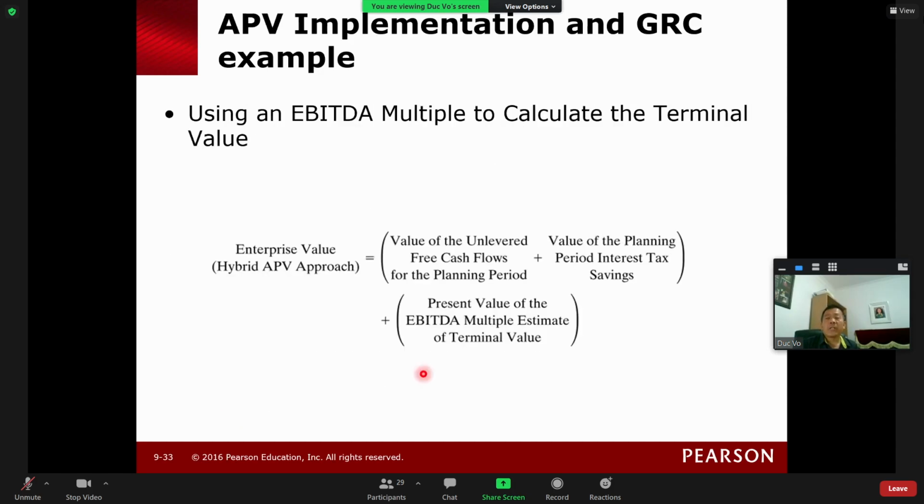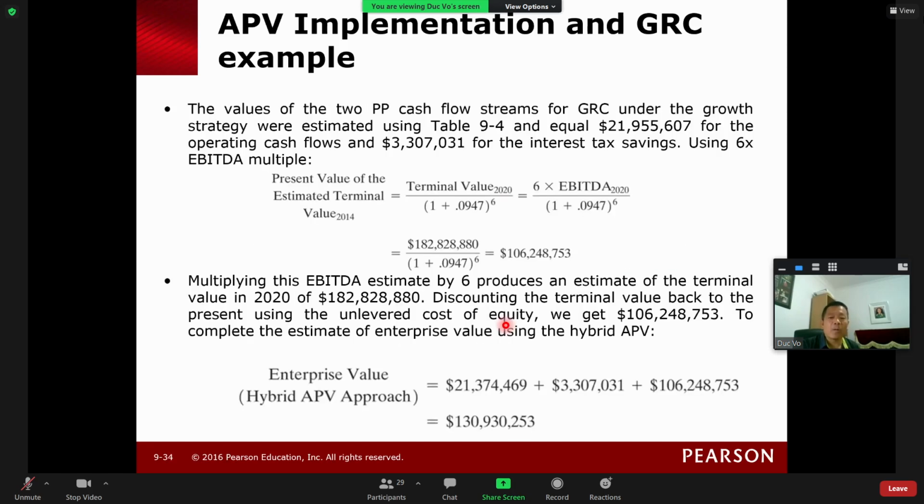If you don't want to use the Gordon growth model to work out the terminal value, then you can use the EBITDA multiple. It's the same as the way you use the DCF, but for the terminal value, you use the EBITDA multiple, right? Based on our previous example, the EBITDA for the company, you know it, and the EBITDA multiple is 6, and you discount back using the cost of equity here, so you get a different value for the terminal value when you use the EBITDA multiple.